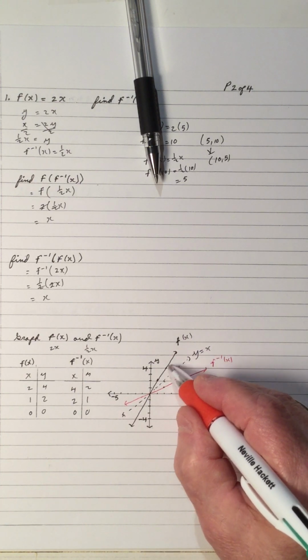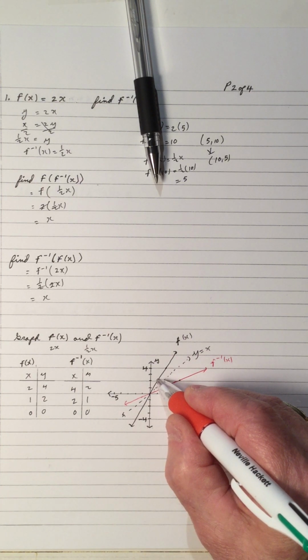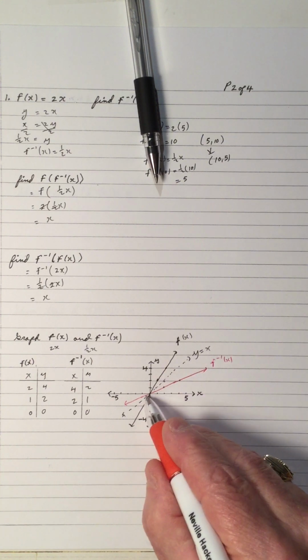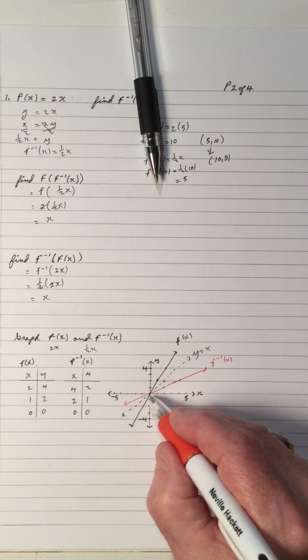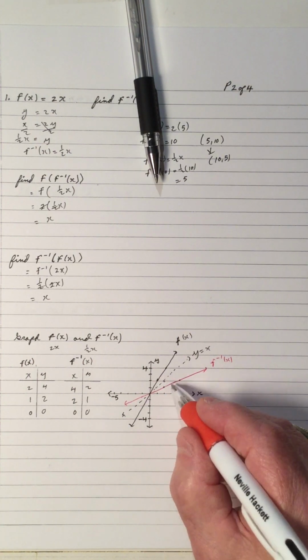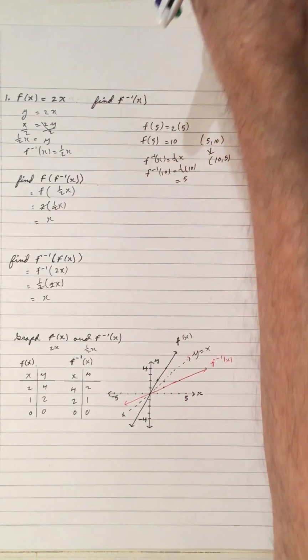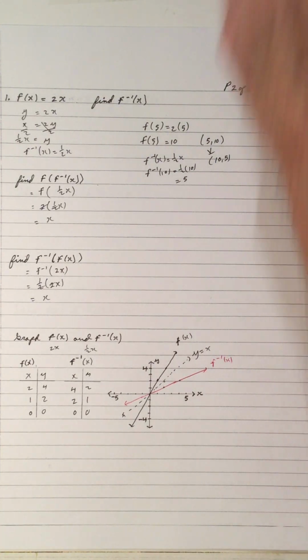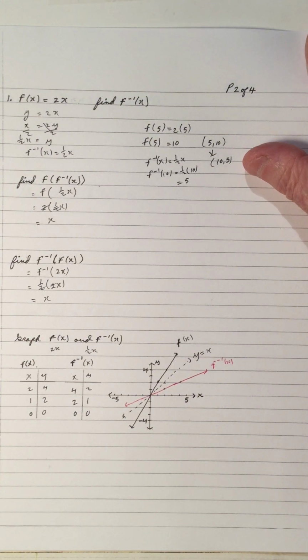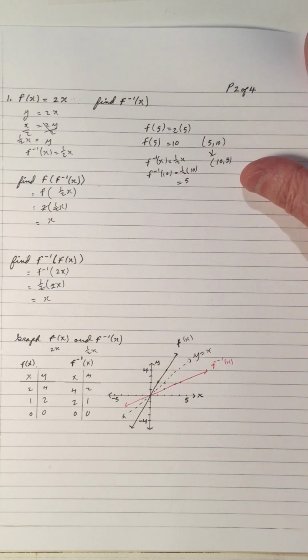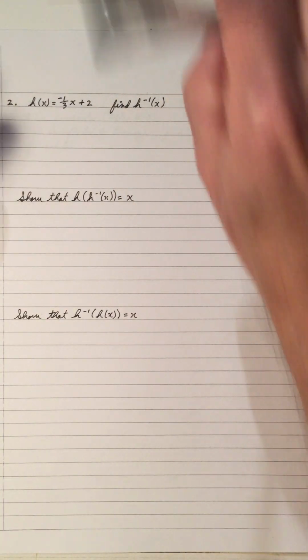This line, f of x, has a slope of 2 with a y-intercept of 0. This line has a slope of a half and a y-intercept of 0. So there's this reflection. I just wanted to show you about the linear. Again, the red one is the reflection of the black one. Okay, let's have another go.